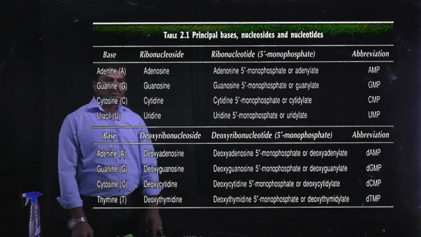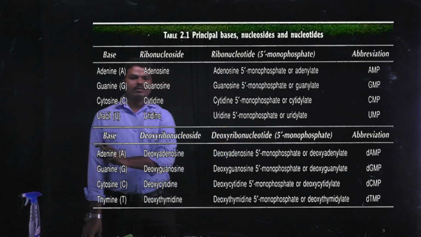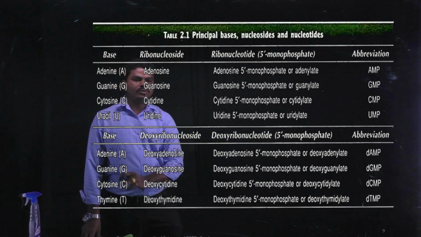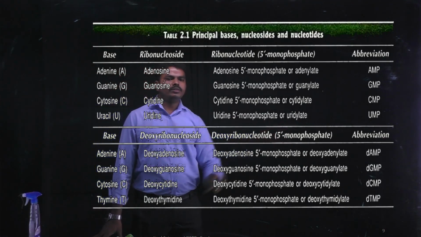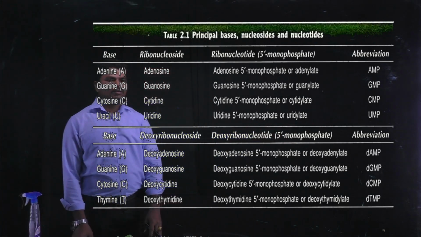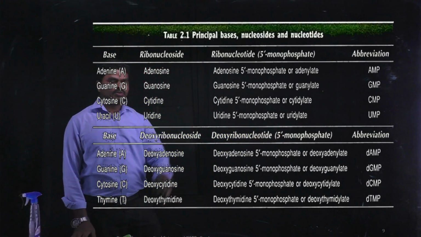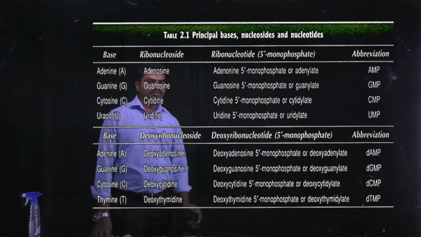But when deoxyribose is present, then the nucleoside is called a deoxyribonucleoside. Okay. So in case of dAMP, adenine is the base and deoxyribose is the sugar. That's why it is denoted as dAMP. It is deoxyadenosine monophosphate or deoxyadenylate. In this way we can give the names and some abbreviations.